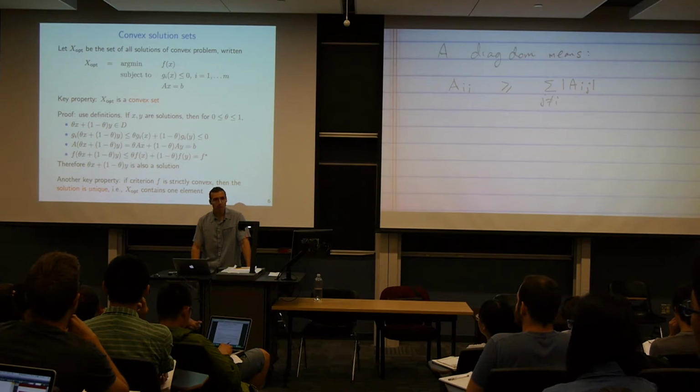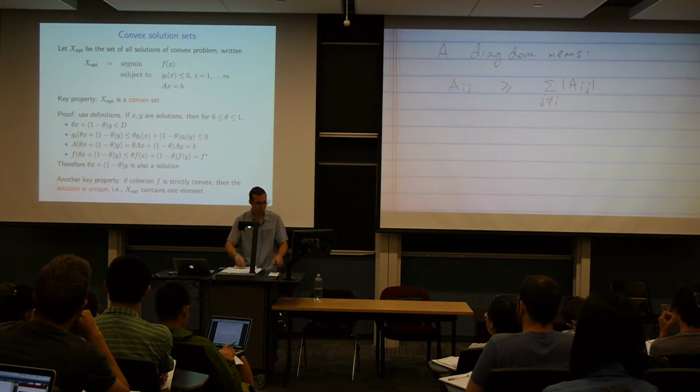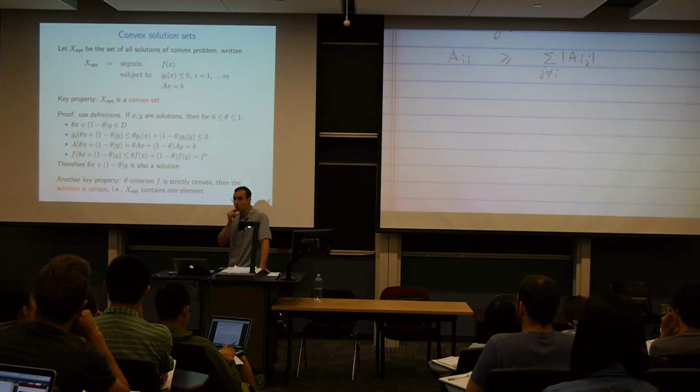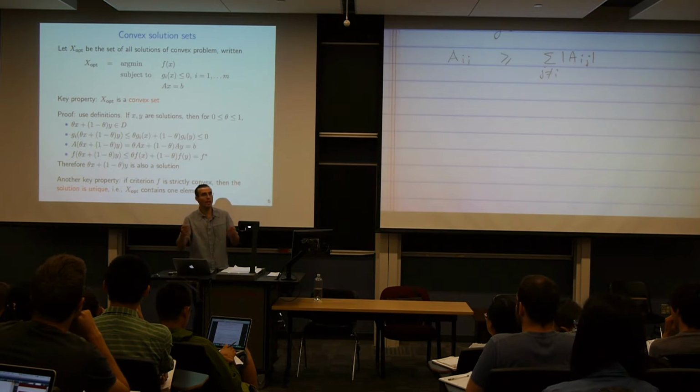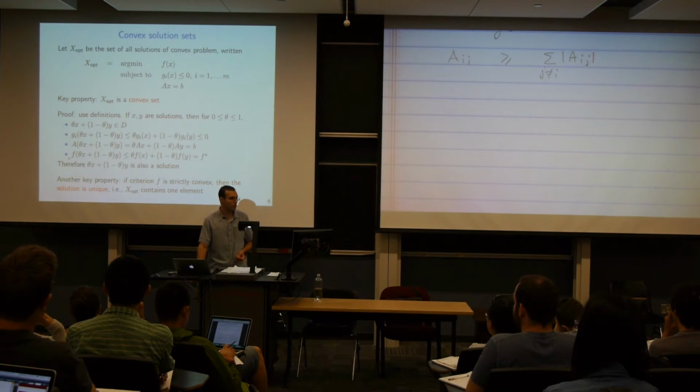Here's a key property. The solution set of a convex problem is a convex set. Maybe that shouldn't be too surprising if you draw yourself some pictures. The proof just uses the definitions of convexity. So let's suppose there are two solutions, x and y. We want to prove that the line joining them is also a solution. So let's go through all the things we need to check.